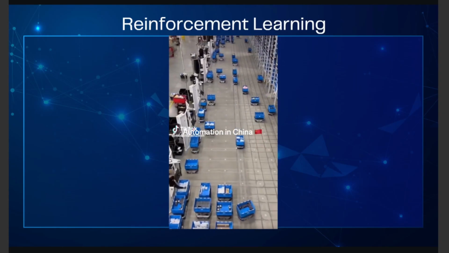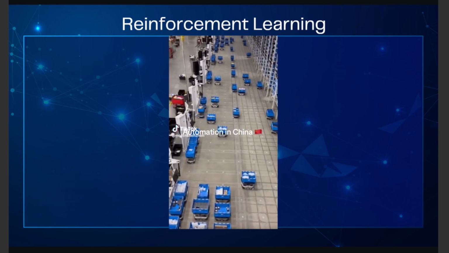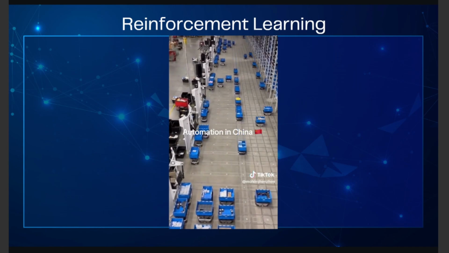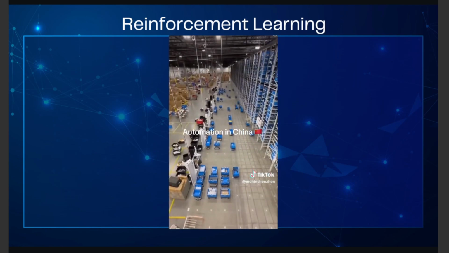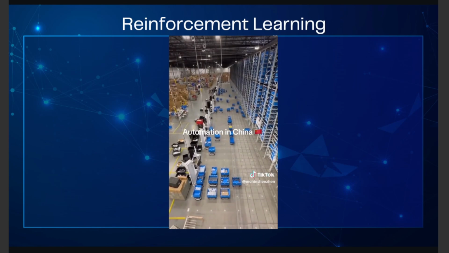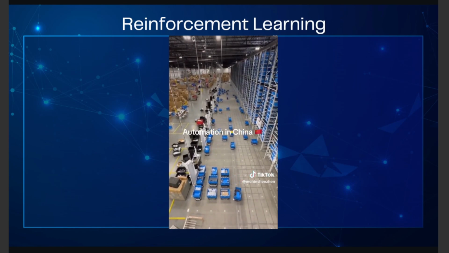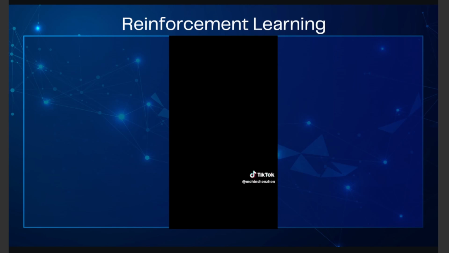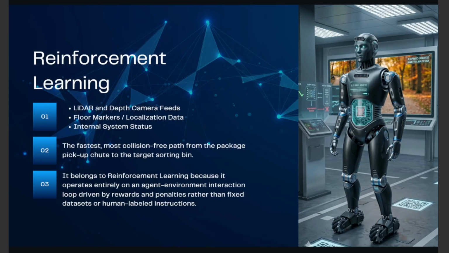Next, I will be presenting a real-life example of reinforcement learning using an autonomous mobile robot called ZP Sorter, or AMR, which is widely used in smart warehouse sorting. First, let's look at the input data for the robot navigating the warehouse with a basket on top. The inputs are LiDAR and depth camera, a downward-facing camera, and internal system sensors.